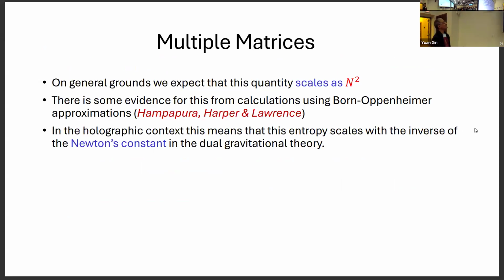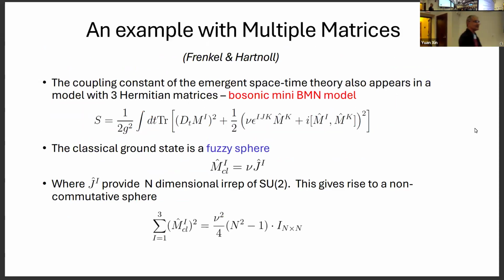Since time is short, I'll give you another example from multiple matrices where the coupling enters. And this is largely a calculation by Frenkel and Sean Hartnoll. This is what is called a mini BMN model, where instead of having all the 9 matrices, you just have 3 of them. And the potential is of such a form that the ground state solutions are fuzzy spheres, namely the matrices are proportional to SU(2) generators in some representation.